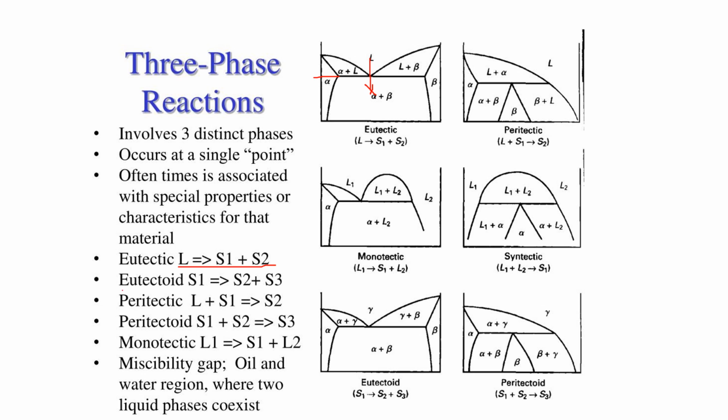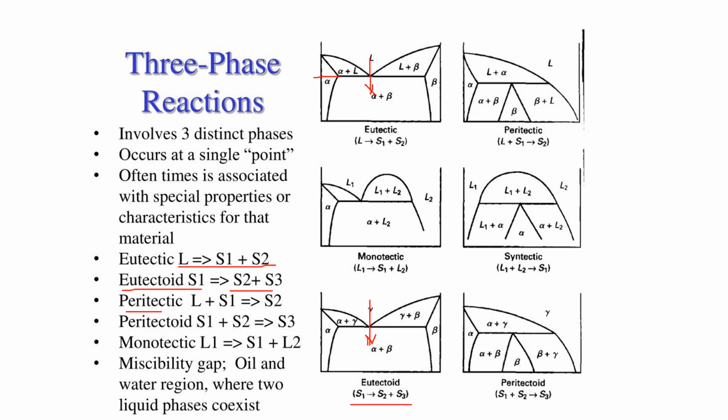Eutectoid. In the eutectoid reaction, one solid is transformed into two other solids. In this example, gamma solid is transformed into alpha plus beta, two other solids. This is the eutectoid reaction.